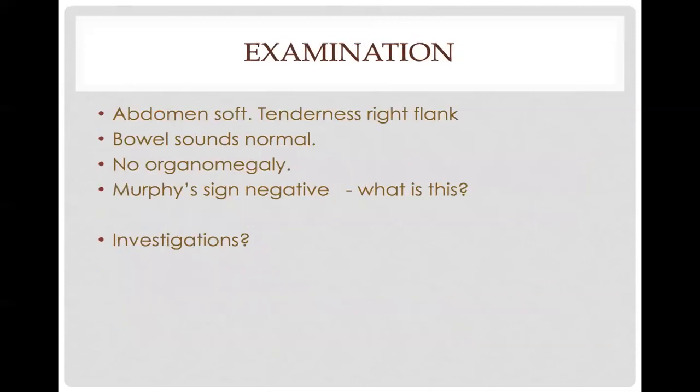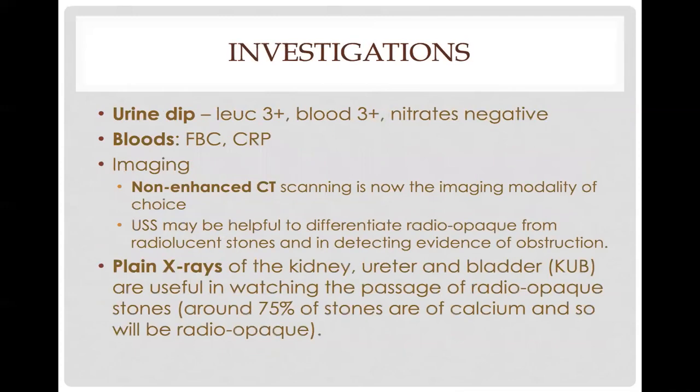So on examination, the abdomen is soft, there's tenderness in the right flank, bowel sounds are normal, there's no organomegaly, Murphy's sign is negative. So again, you're thinking gallstones, trying to rule that out. So investigations in this case would be a urine dip once again, because as I mentioned earlier, you want to see if the patient has any signs of infection. Is there any blood in the urine? What is the pH of the urine? In a patient that has urinary stones, that's particularly useful to determine what kind of stone the patient has.